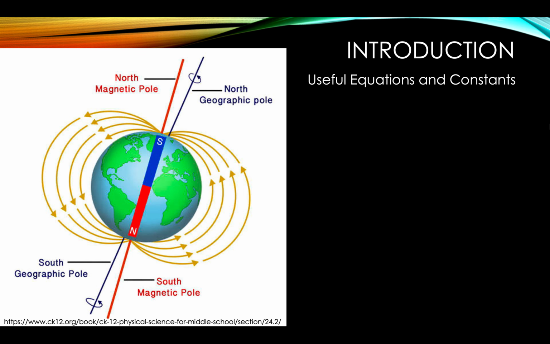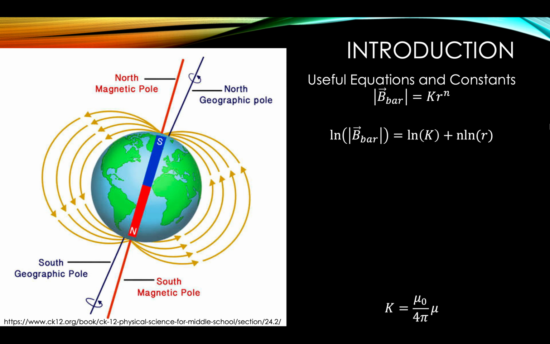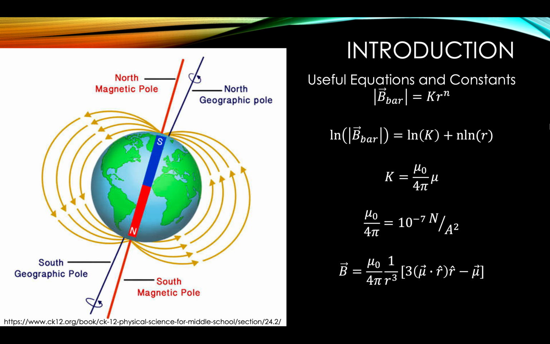We will be using an exponential equation to model the effect of distance on the magnetic field, and taking the natural log to create a linear model that we will use when plotting my data. Here, K is the magnetic moment times the magnetic constant, and we will be using the Biot-Savart law for a dipole with a magnetic moment to determine the magnetic field in our computational model.